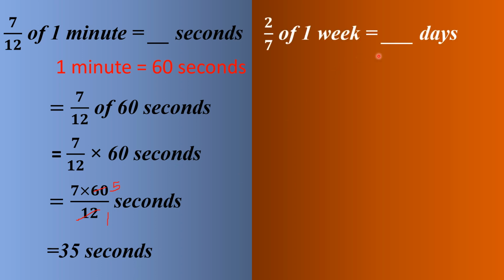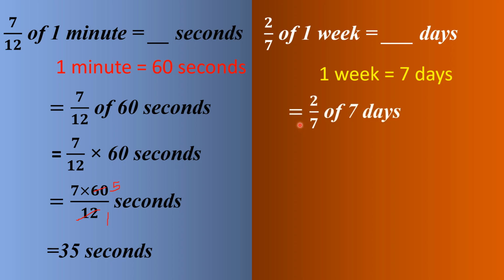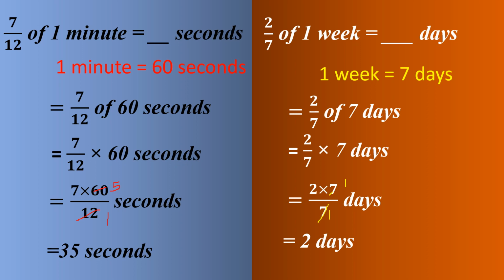Next question is this. 2 by 7 of 1 week equals to fill in the blank days. And how many days in a week? Yes, 1 week equals to 7 days. So your question will be 2 by 7 of 7 days, and replace the sign of "of" by multiplication. 2 by 7 into 7 days, and we will solve it, and we know that 7 ones are 7 and 7 ones are 7. So it is 2. 2 ones are 2, and your answer will be 2 days.